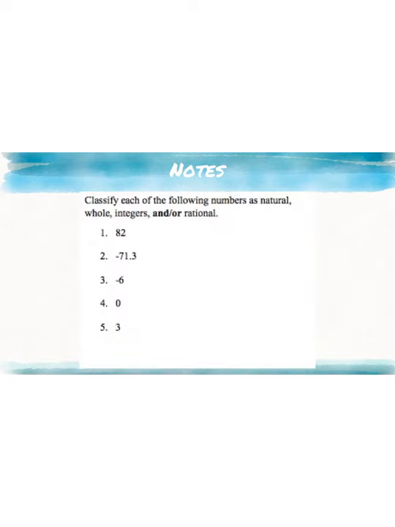The last section of the guided practice asks us to classify each of the following numbers as natural, whole, integers, or rational numbers. Again, I'm going to use the abbreviations instead of writing out the entire word. So the first number is 82. This is a positive whole number. It is a counting number, so it is a natural number, which means that it's also a whole number, an integer, and a rational number.